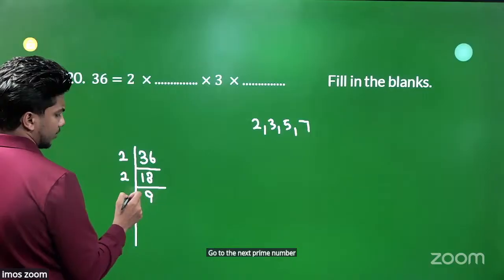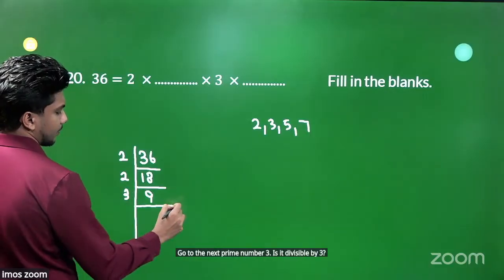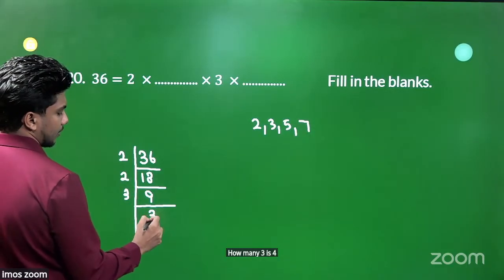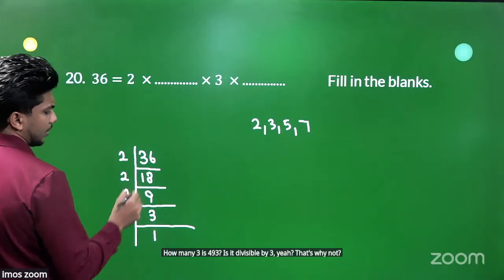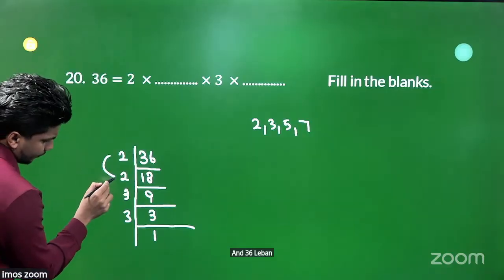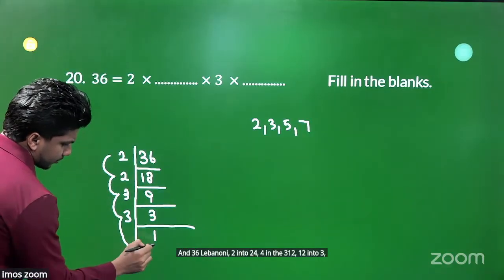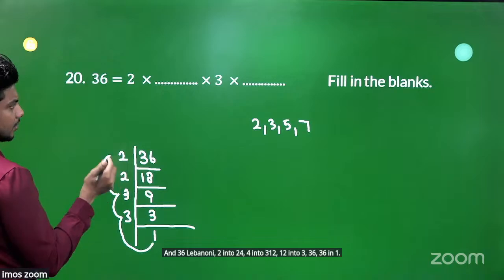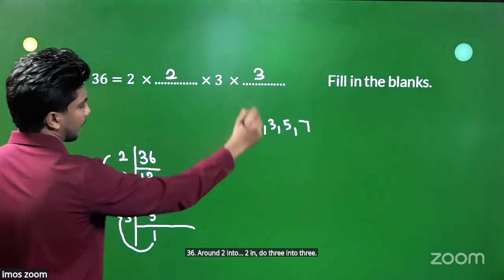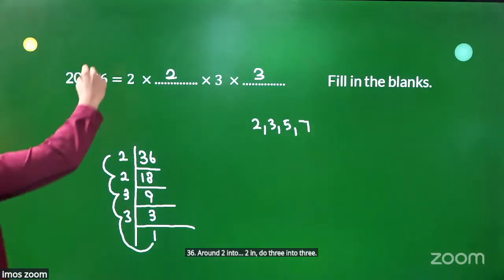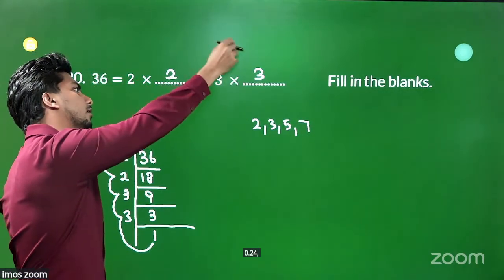Is it divisible by 3? Yes. How many 3s? 1 and 3. Is it divisible by 3? Yes. And for 36, 2 into 2, 4. 4 into 3, 12. 12 into 3, 36. 36 is 2 into 2 into 3 into 3.